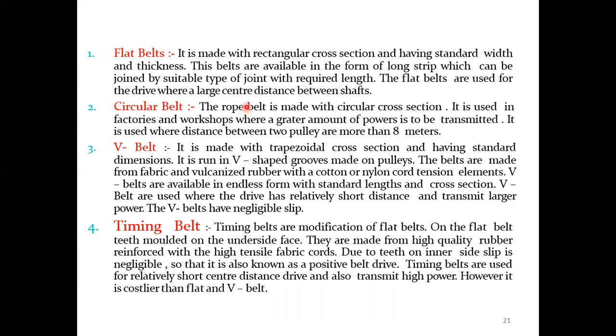Next, the V belt. It is made with a trapezoidal cross section and has standard dimensions. It runs in V-shaped grooves made on pulleys. The belts are made from fabric and vulcanized rubber with a cotton or nylon core as tension elements.